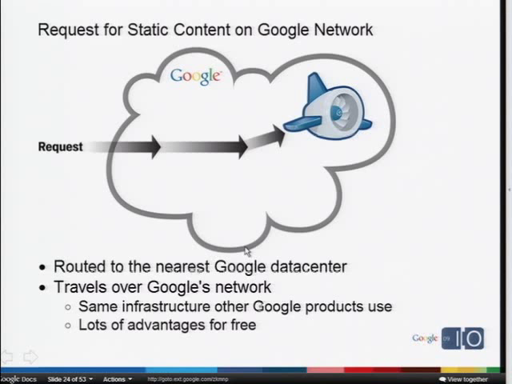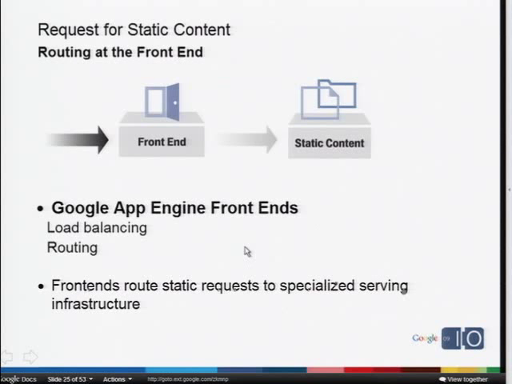This is a huge advantage. Basically, your application is running on the same network and gets the same advantages as all the other Google products, such as web search, Gmail, and everything else. You may notice decreased latencies for this reason and other good characteristics. Basically, you get lots of advantages just by being on this network.